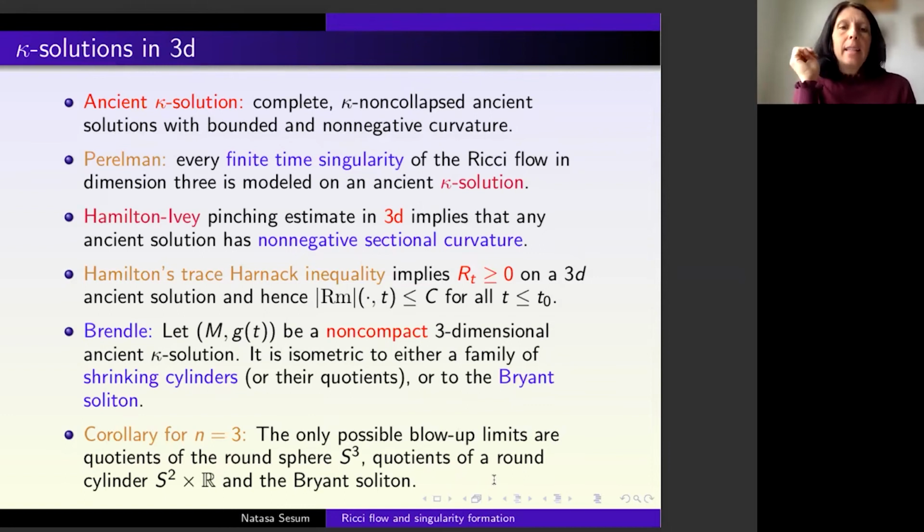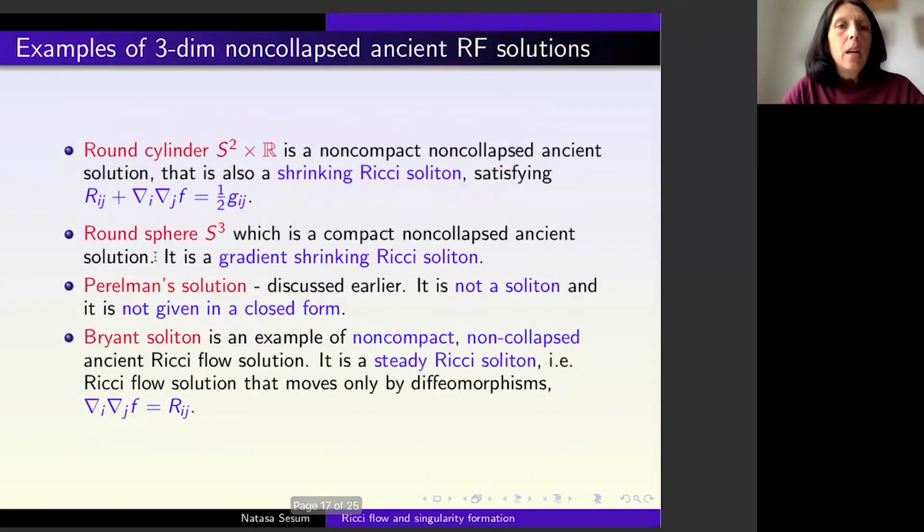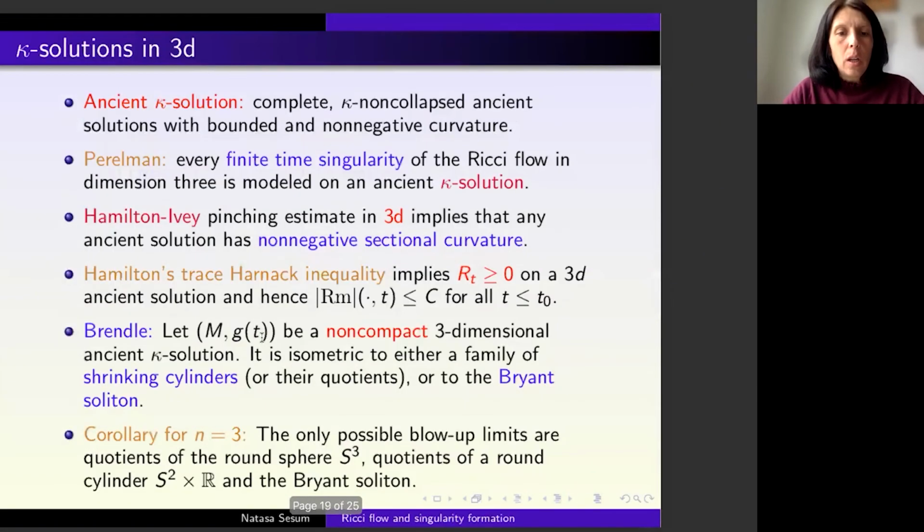Okay, and Brendle proved that if you have a non-compact 3-dimensional ancient kappa solution, it has to be either a shrinking cylinder or the Bryant soliton, right? Which covers the 2 complete candidates from our list here. So I'm just going to show you here. The first one is a round cylinder and the last one was the Bryant soliton. These are the 2 non-compact candidates, and the remaining 2 are the compact candidates. And the Perelman solution is the only one which is not a soliton.